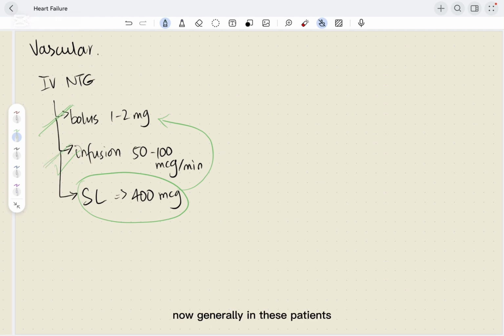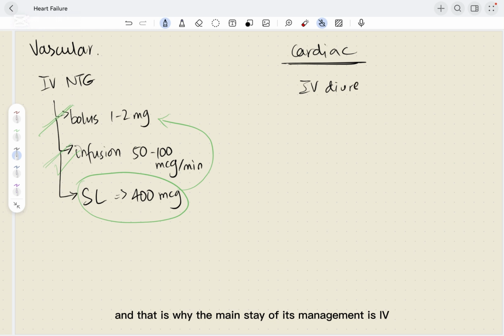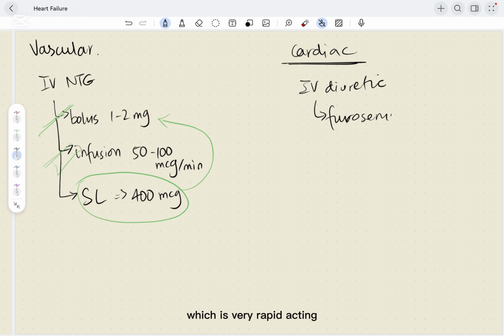Now, generally in these patients, there is an intercompartmental fluid shift and not really true volume overload. So, you don't have to give them aggressive diuresis, although you can give them a single dose of some sort of a diuretic. Moving on to the cardiac phenotype, and this is where we have an intercompartmental fluid shift and also an increase in total body volume. And that is why the mainstay of its management is IV diuretic. So we should consider something like IV furosemide, which is very rapid acting and 2 times as potent as its oral doses.